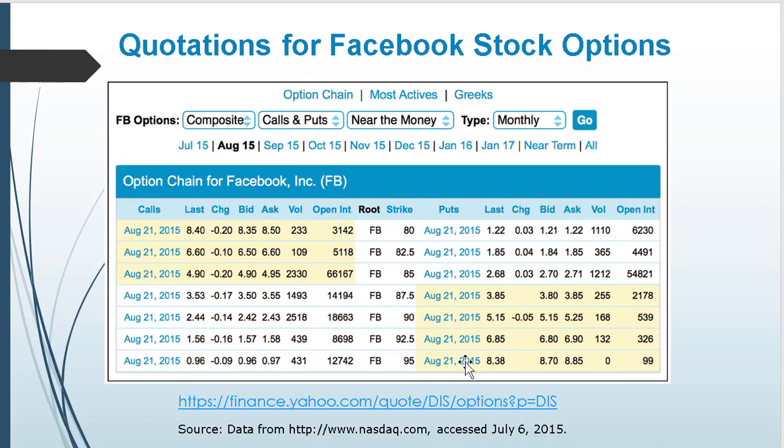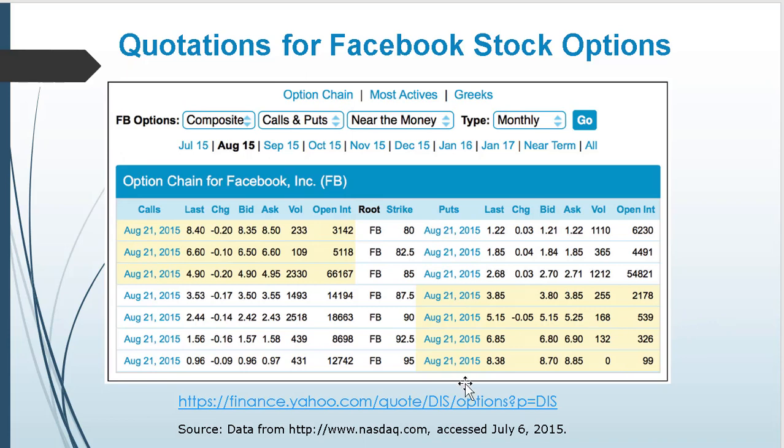Now if you look to the far right, these are puts. So here are the premiums, the last price for the premiums. You can buy a put with an $87.50 strike price, and you'd pay $3.85 for that. And there are 2,178 contracts.